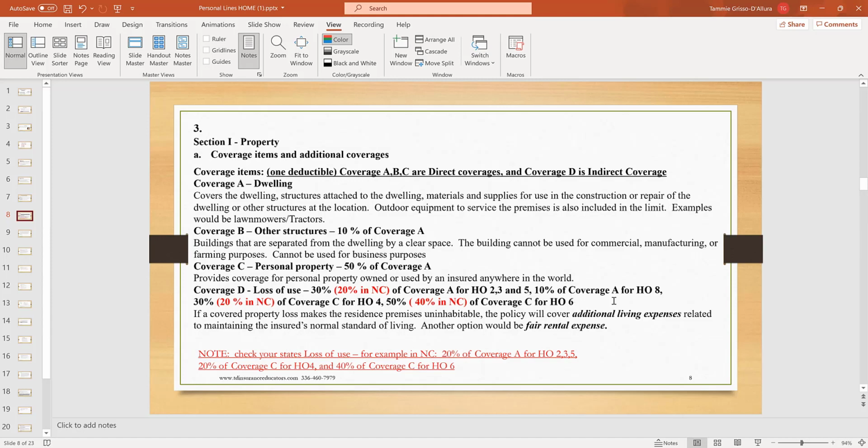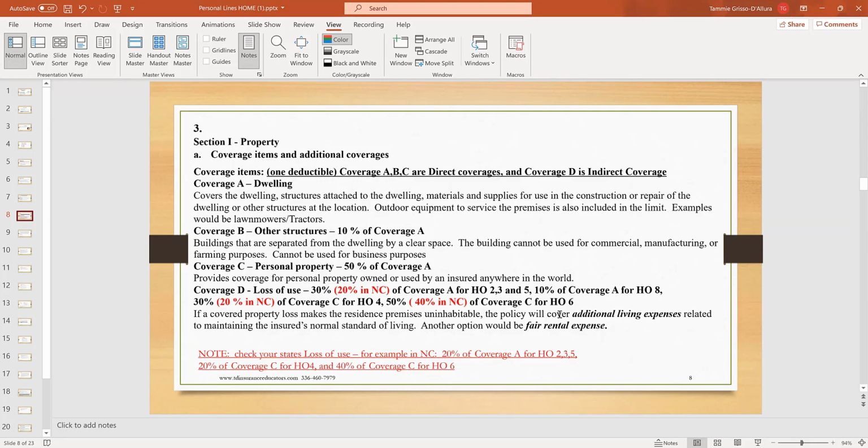And then it's 10% for homeowner 8. Okay. And then it's 30% of coverage C for homeowner 4, because that's a tenant. And then 50%, which is 40% in North Carolina, of coverage C for HO6. So I'm going to come back through these again, and we're going to go through those when we go through the different homeowner forms and what they are. So we'll circle back around to loss of use.